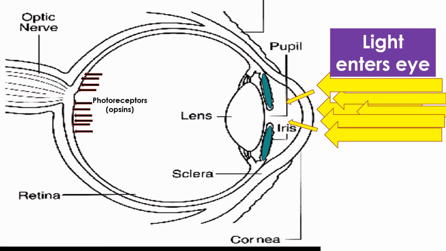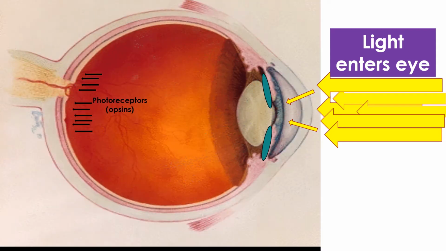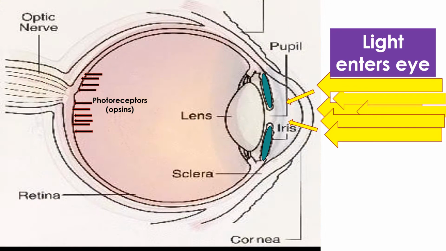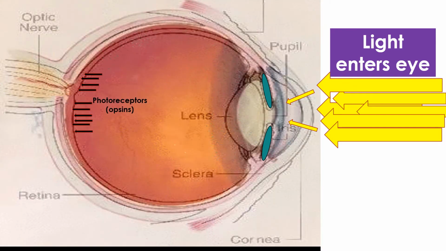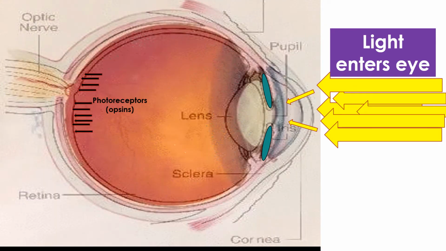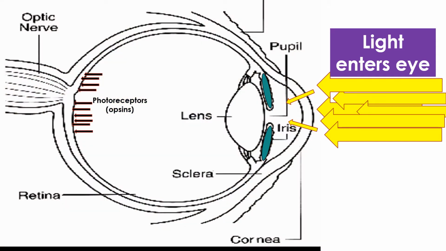And then the lens is behind that. The lens focuses the light on the very back layer of the eye, which is called the retina. And inside the retina are cells that are sensitive to light because of the chemical that they have. The chemicals in those cells are called opsins, and the cells themselves are called photoreceptors. Photo means light, so they are reactive to light.